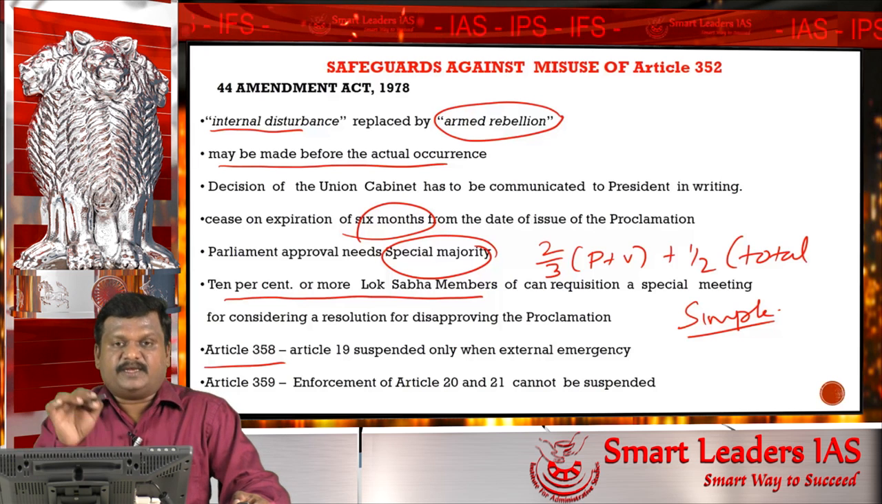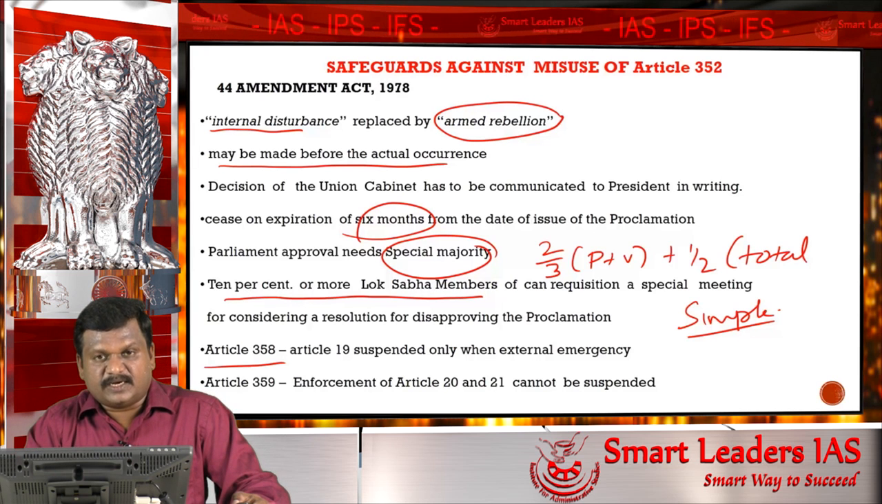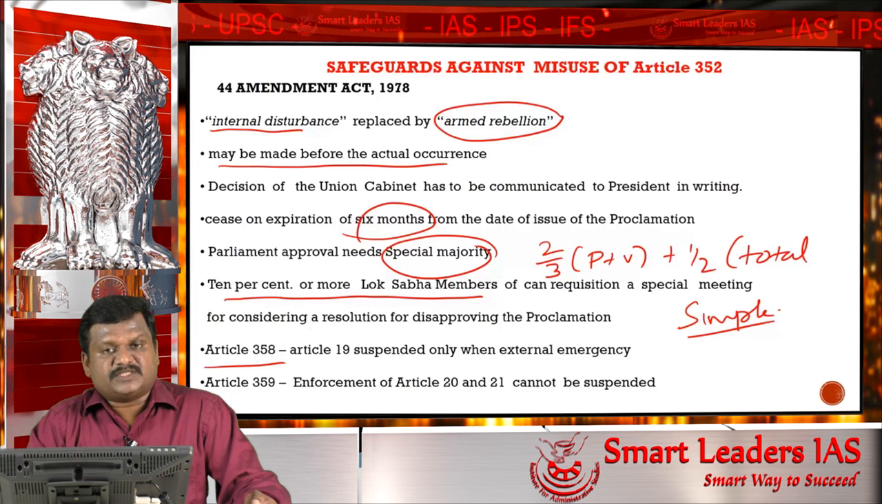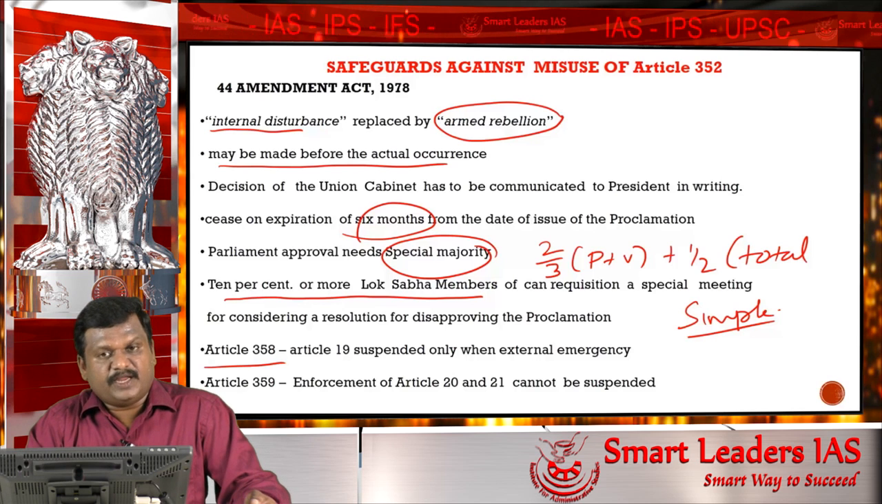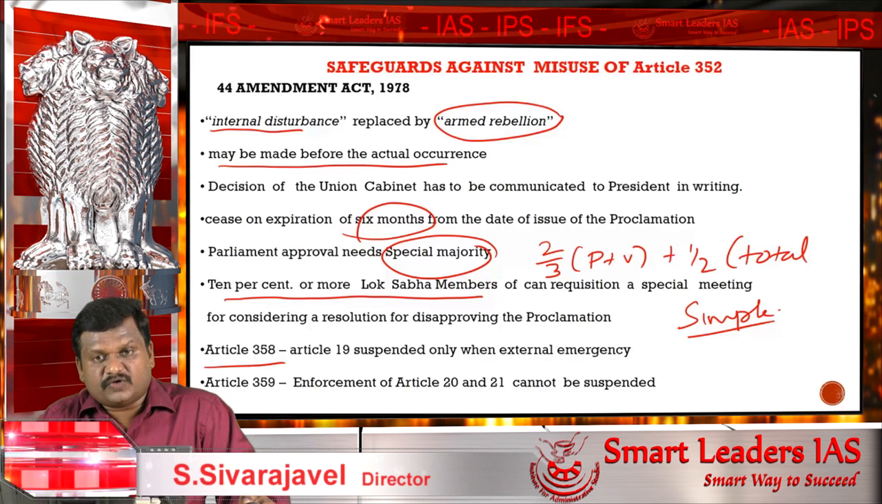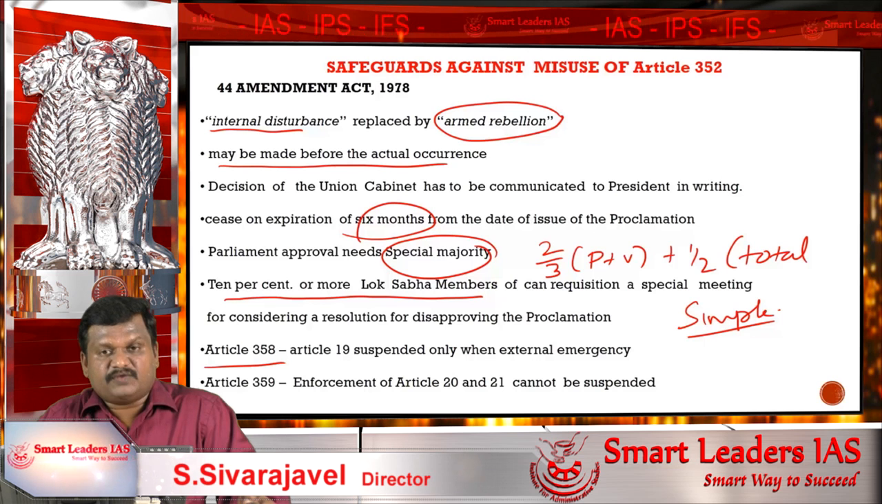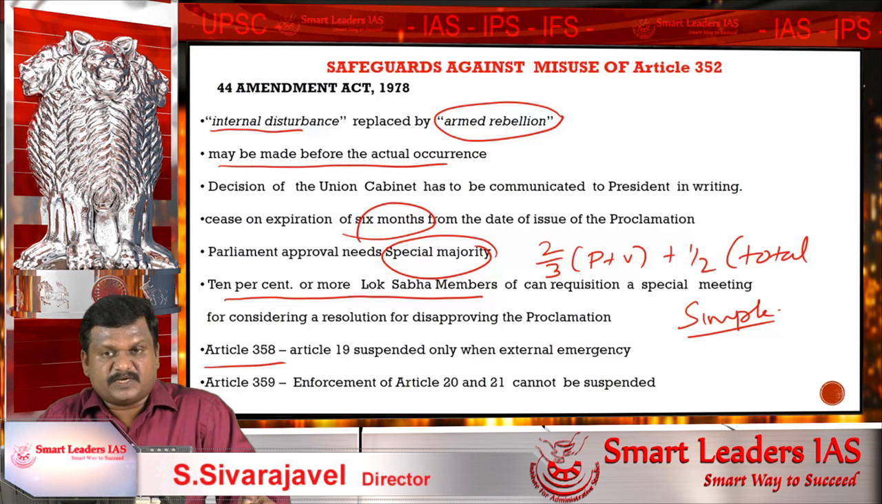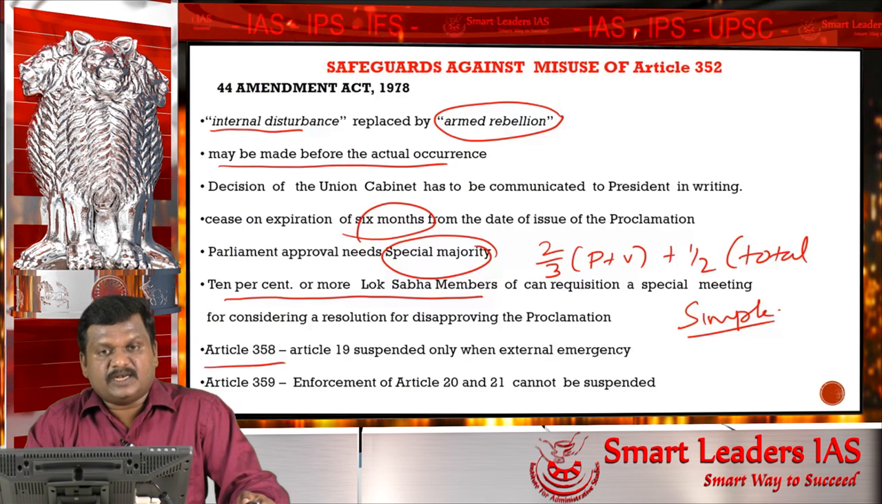Article 359 earlier was telling that any fundamental right can be suspended, including 20 and 21, but the 44th Amendment Act says Articles 20 and 21 cannot be suspended when there is a national emergency.